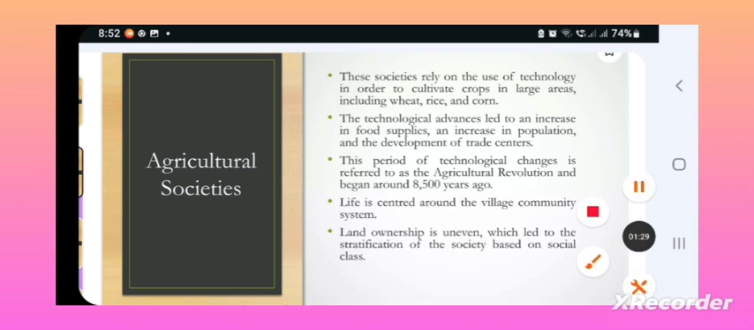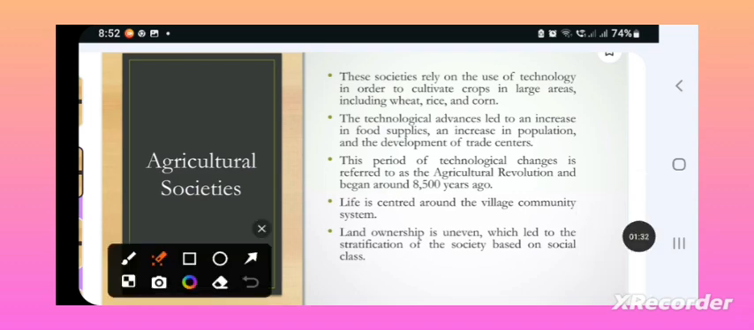Agricultural societies. These societies rely on the use of technology in order to cultivate crops in large areas, including wheat, rice, and corn. The technological advances led to an increase in food supplies, an increase in population, and development of trade centers. This period of technological changes is referred to as the Agricultural Revolution and began around 8,500 years ago.